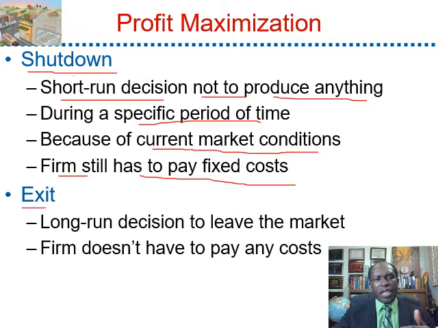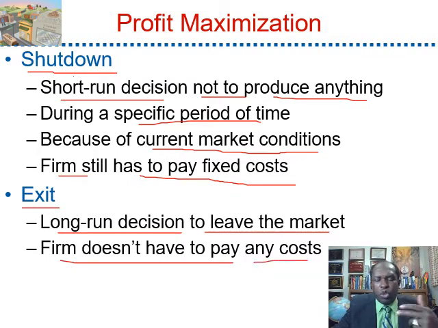And how about exit? In the long run, it's a decision to leave the market. If the firm is losing money and not making any profit, the firm has to exit and leave the market. The firm doesn't have to pay any cost, because in the long run, all the costs are variable. There is no fixed cost.